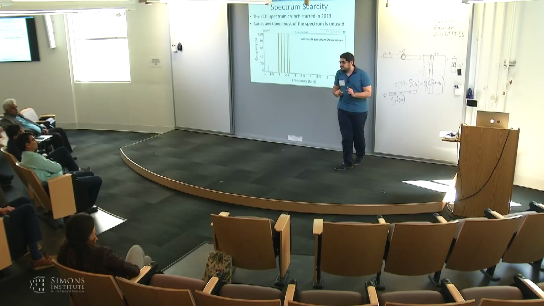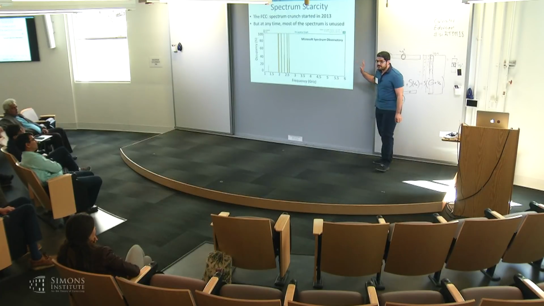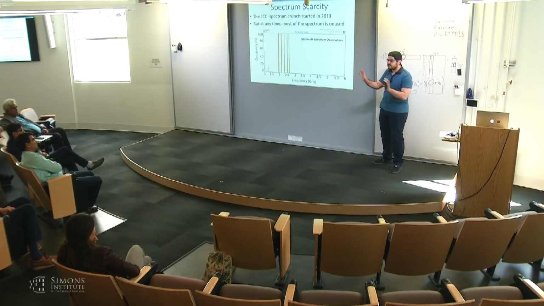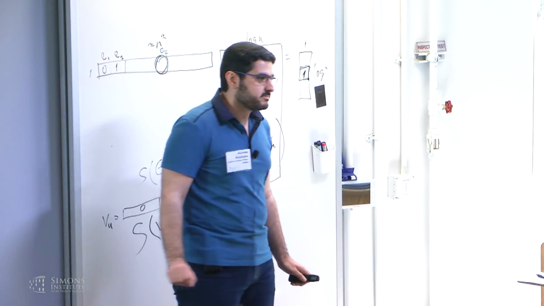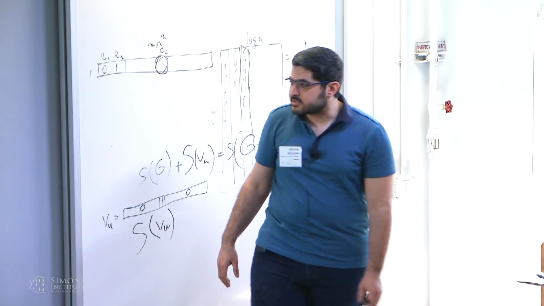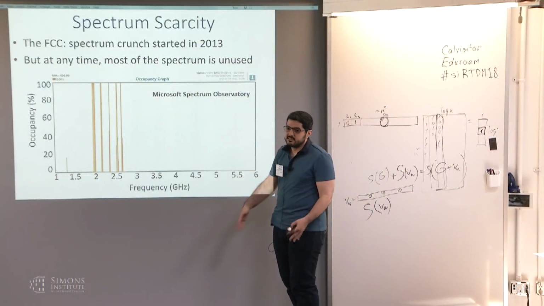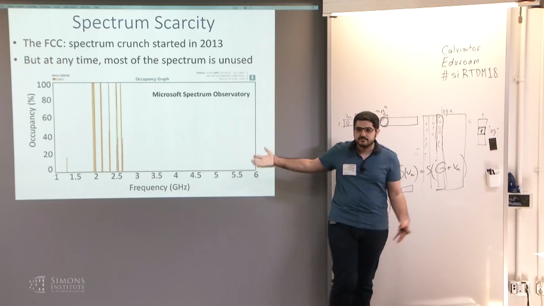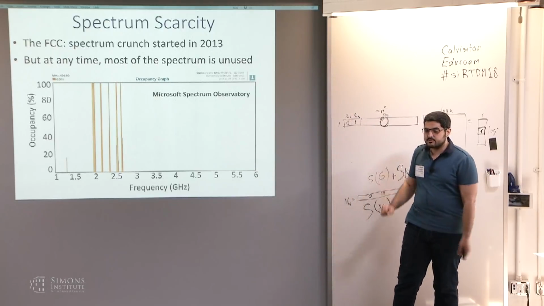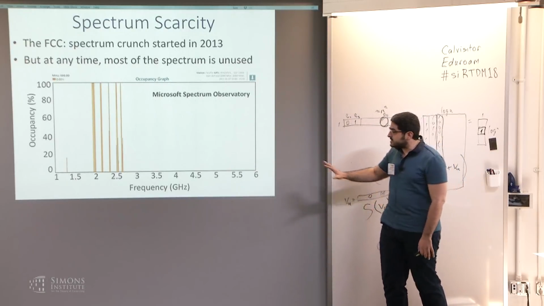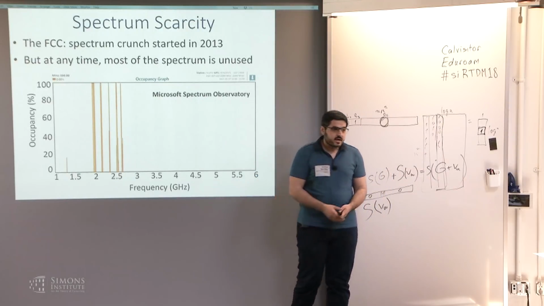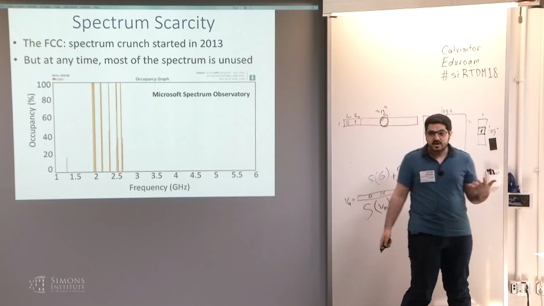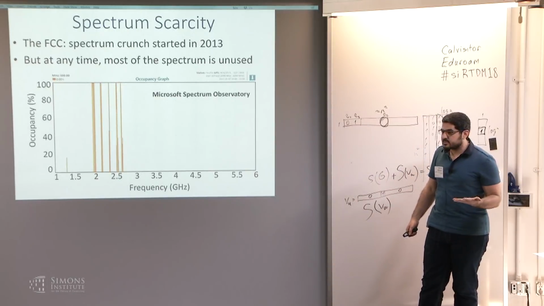But the idea is that although the spectrum has been allocated, so FCC have sold it to different parties, it's not being used efficiently. So most of the time, there are many bands in different areas. So this is in Seattle. If you go to another area, this situation might look different. But there are many frequency bands that are not being used. And so the question is, how can we use it more efficiently?